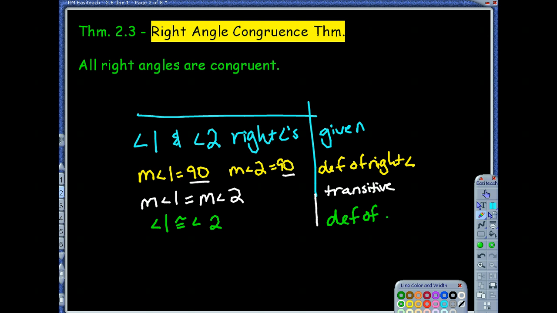So what you're saying is, because of this theorem, it allows you to go from the first thing that you had. From this given, I can bypass those steps and go straight there because of the right angle congruence theorem. Yeah, and I'm going to abbreviate.